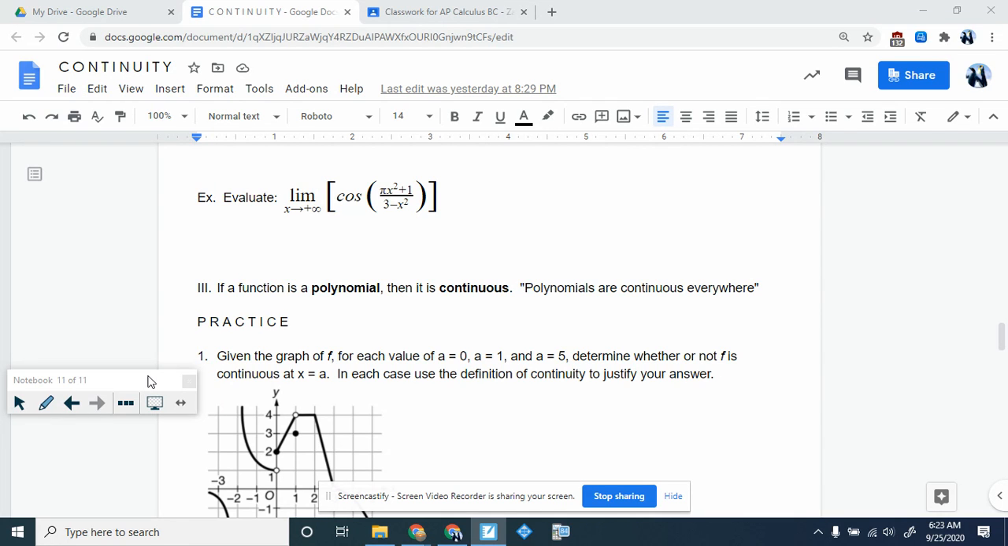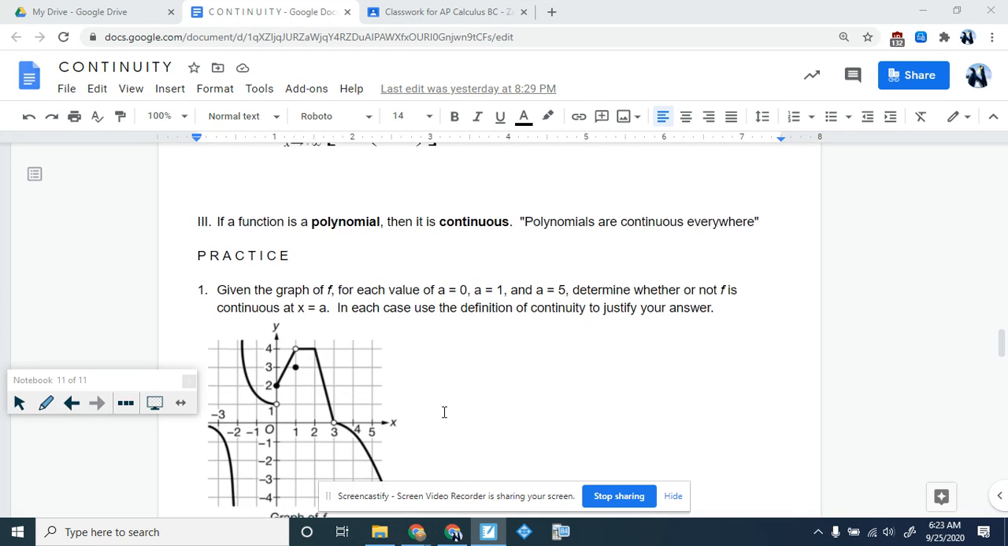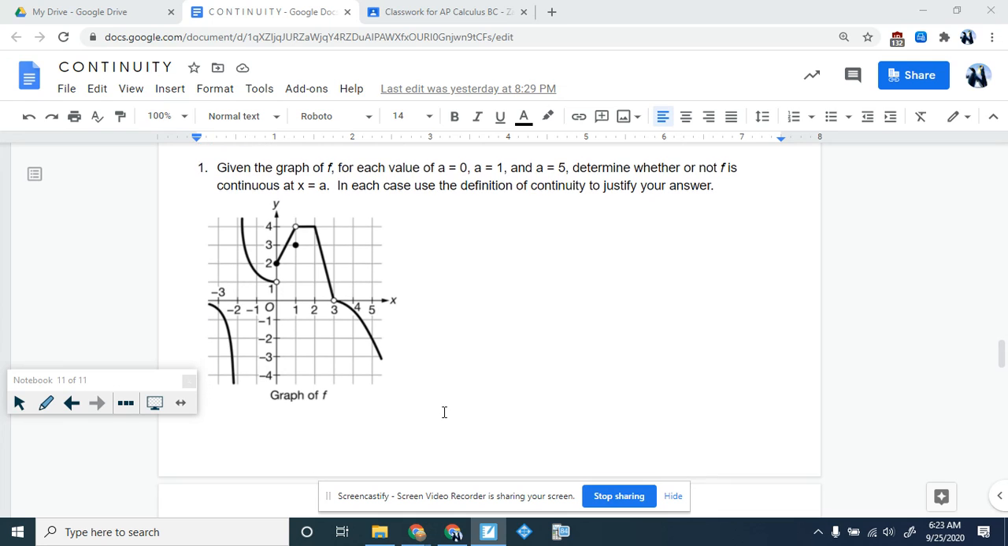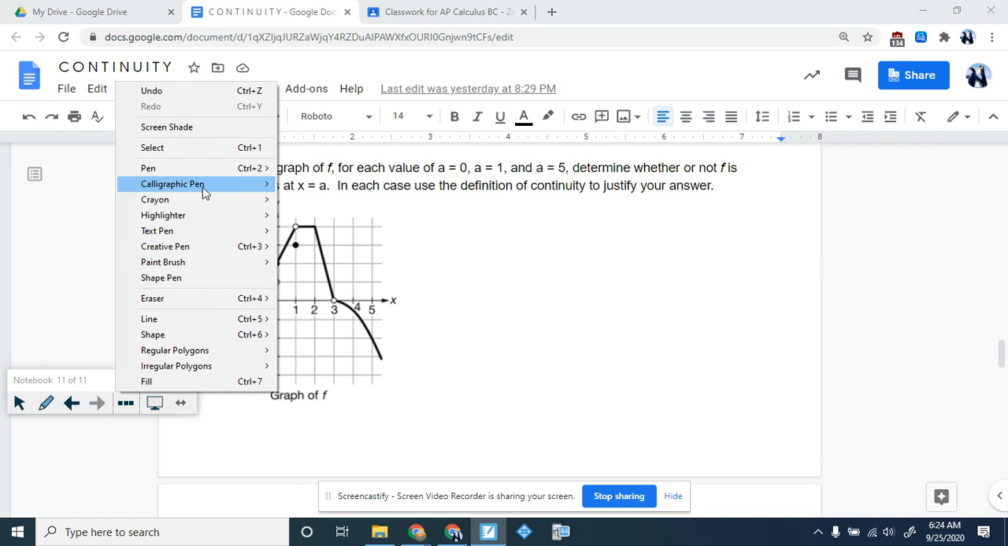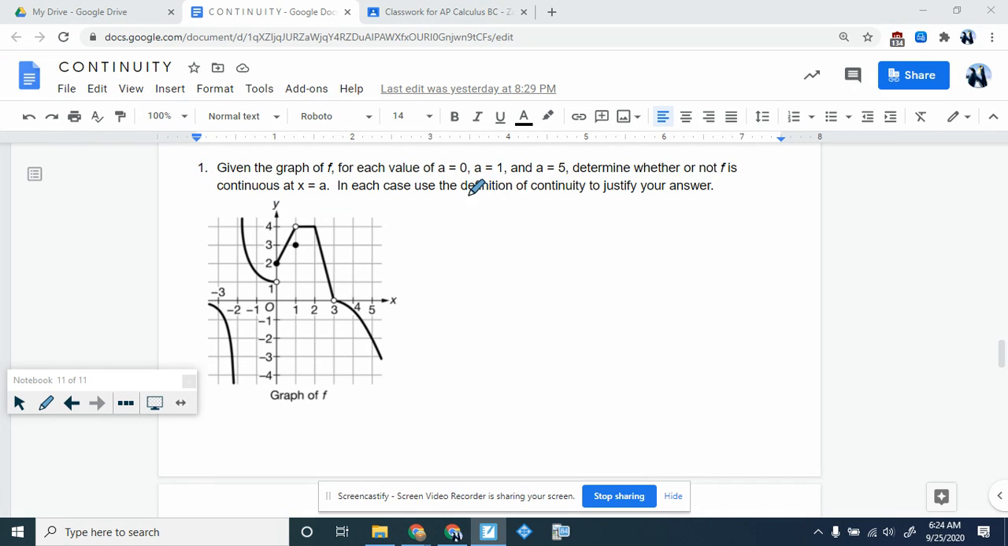All right, moving on. Let's do a cool little problem here, and then we'll take a break. Take a look at this guy. Given the graph of f, for each value, a equals 0, a equals 1, a equals 5, determine whether or not f is continuous at these values. In each case, use the definition of continuity to justify your answer, just like I said they were going to do, right? So remember, what is the definition of continuity?